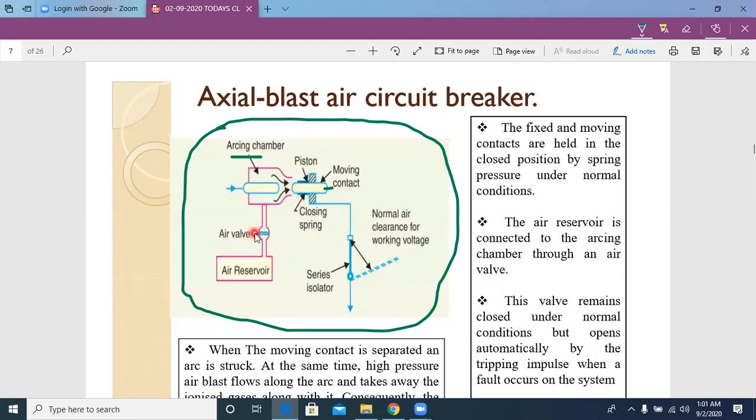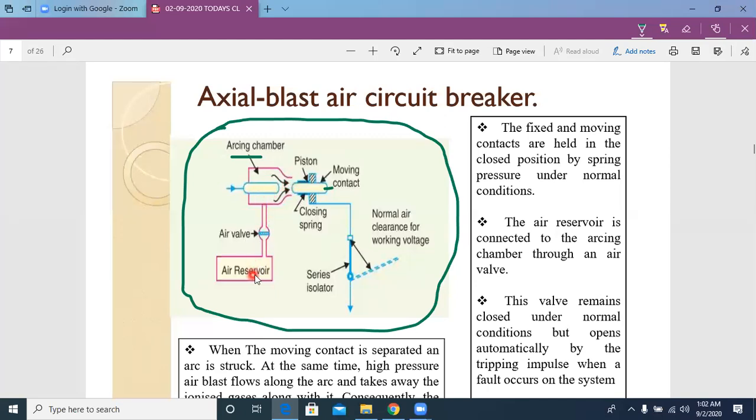When the air valve is open, the pressure air comes to the chamber, and the direction of airflow is along with the arc. When the airflow comes to the arc chamber, it takes away the free electrons from the contacts. When it takes away the free electrons, automatically the dielectric strength of the medium is increased. When the dielectric strength is increased, it extinguishes the arc.